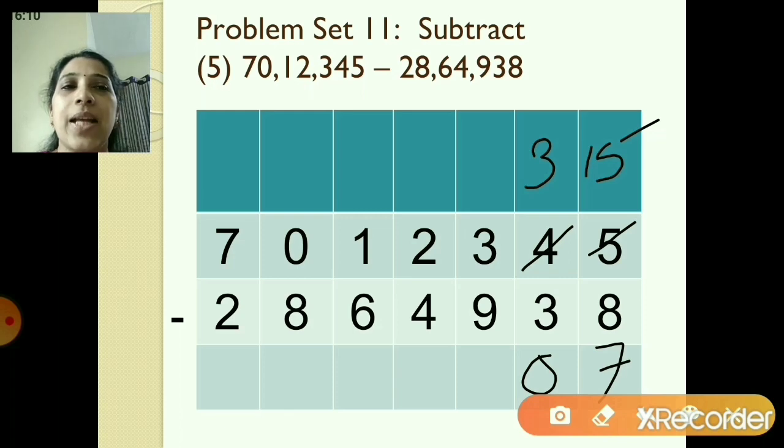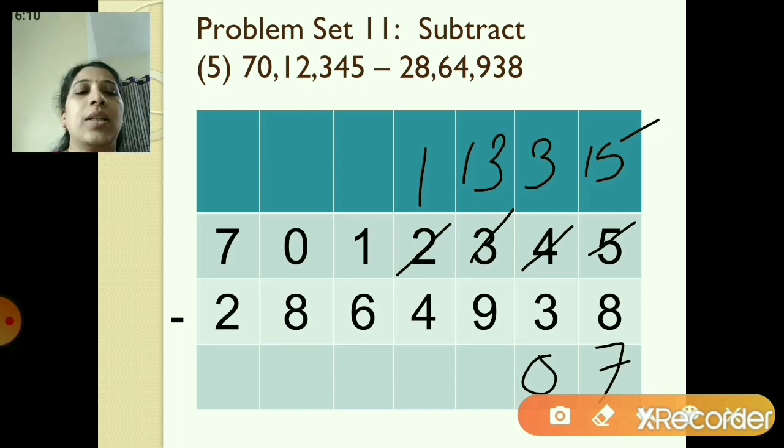You cannot subtract 3 from 9. So you are going to borrow 1 from the thousands place. So you will write in the thousands place as 1, and in the hundreds place you will write it as 13. So 13 minus 9 is 4.